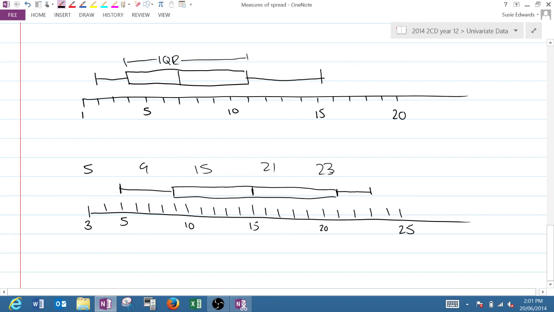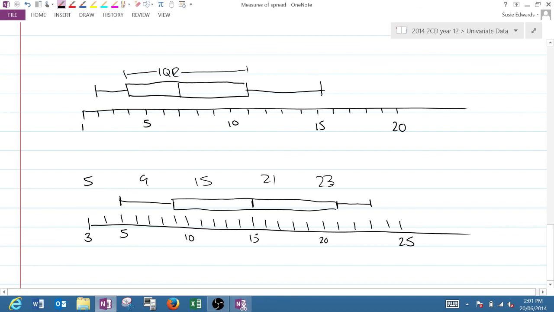So remembering that these two are not to scale, which one has a bigger interquartile range? The second one, okay, so it's 21 take 9, so our interquartile range is 12. For this one it was 11 take 4, so the interquartile range was 7. Okay, so you should be able to, just from the box, look at this and go, which one has a bigger interquartile range, which one has a bigger range?